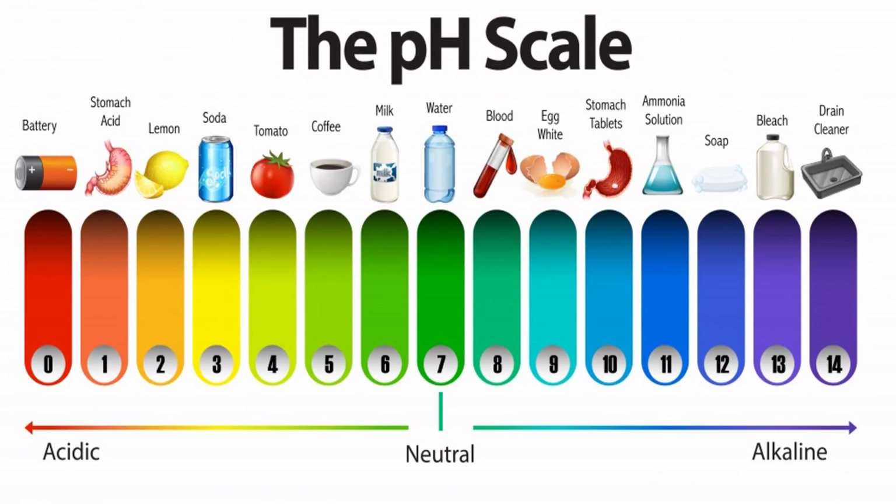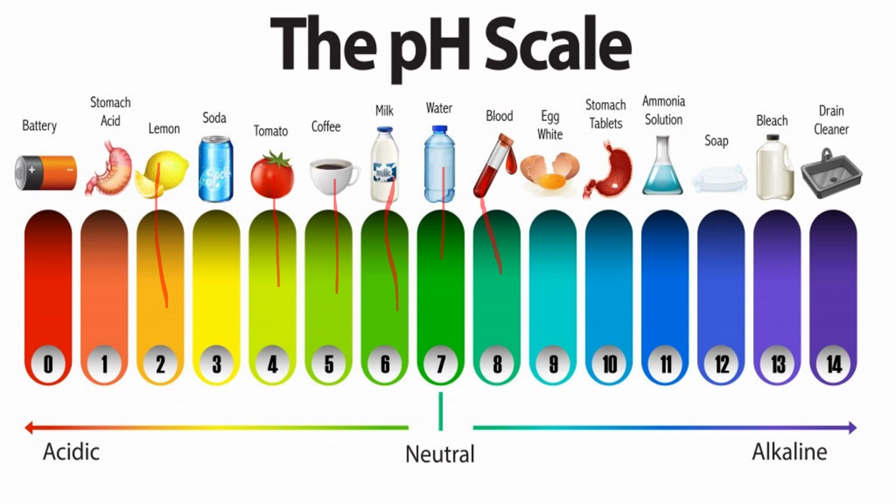Now move towards the next thing. This is very important for you because there are certain examples which can be asked from this picture only. Lemon has a pH of 2, tomato is having 4, coffee is having 5, milk is having 6, almost neutral. But water is the only substance that is completely neutral.